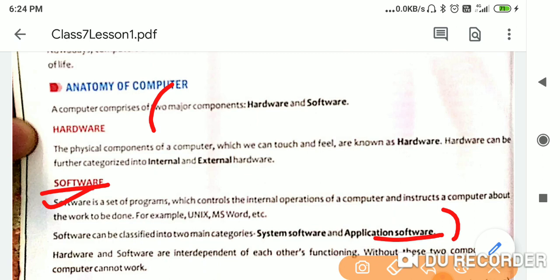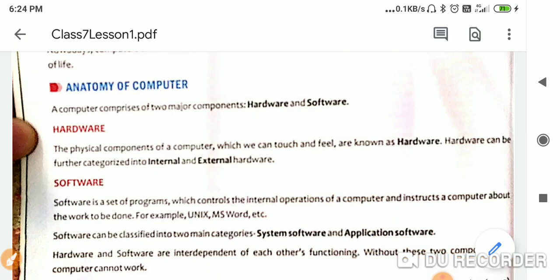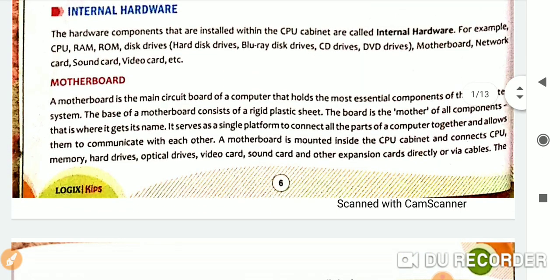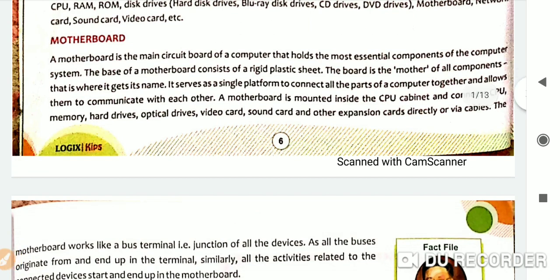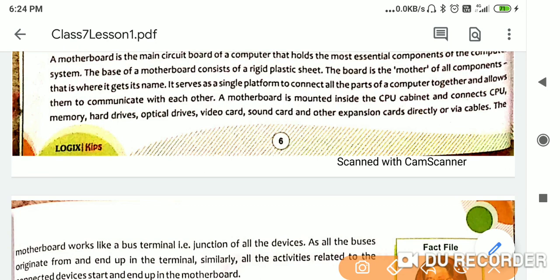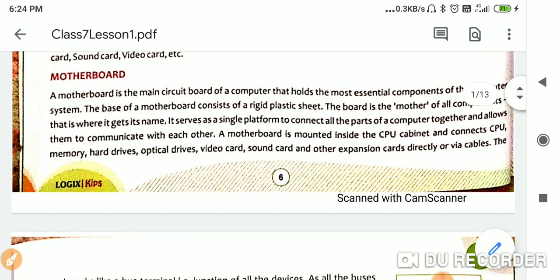Now, the second question is what is a motherboard? What does it contain? So, the answer is given on the same page, that is page number 6. Under the heading motherboard, you can see a motherboard is the main circuit board of a computer that holds the most essential components of the computer system. So you need not write the whole paragraph. I am marking it. Just mark the answer. Your answer will be from here.